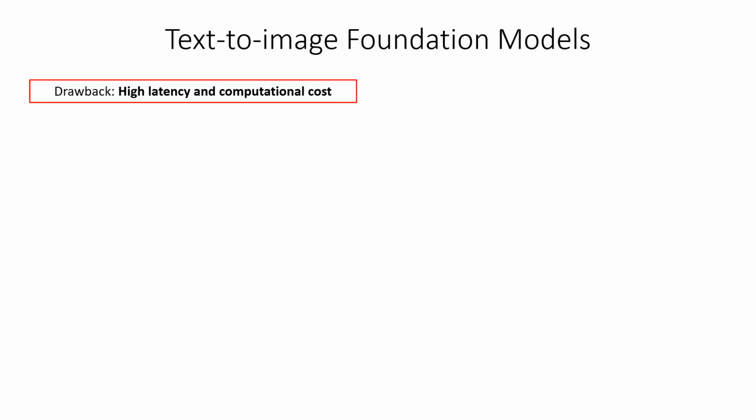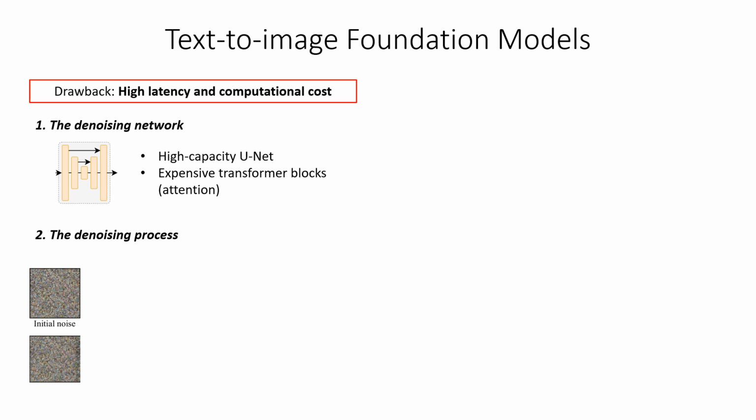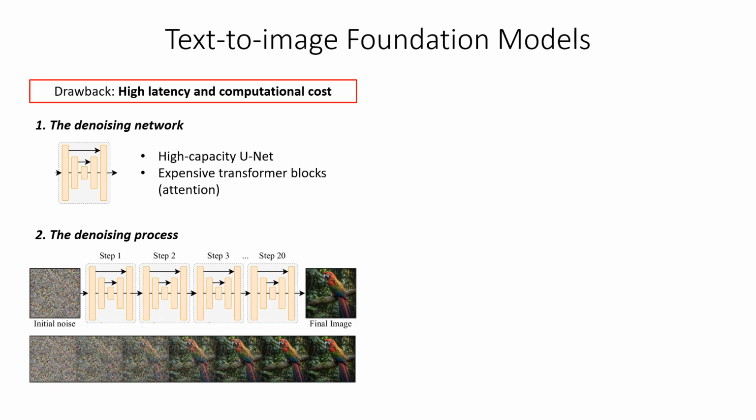So why are diffusion models so slow? First, the denoising network tends to be very large. Second, the network has to be applied consecutively multiple times, starting from random noise to generate an image. In general, the more steps the network takes, the higher the quality of the final image will be.